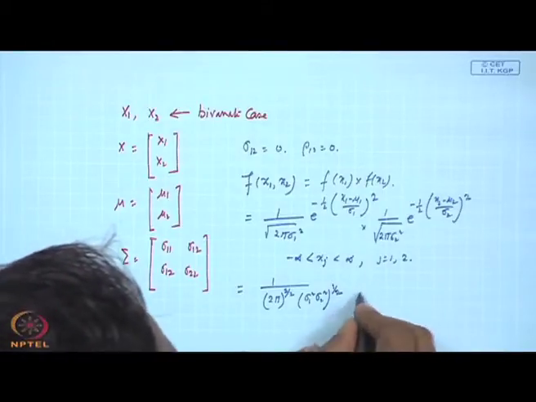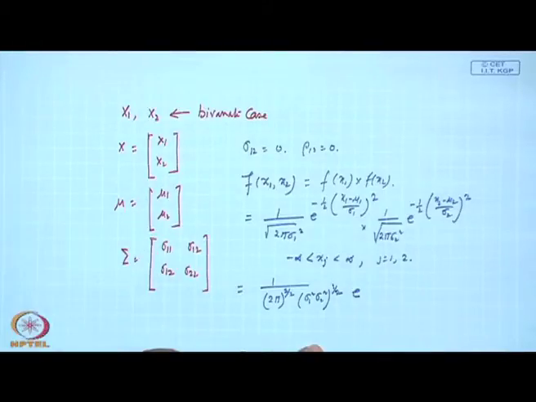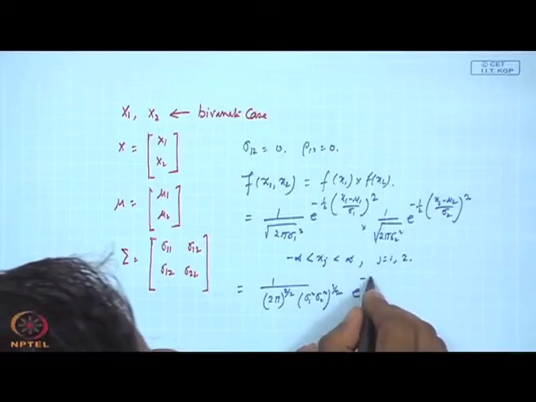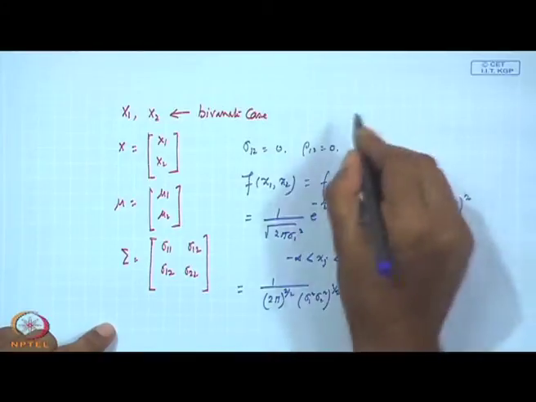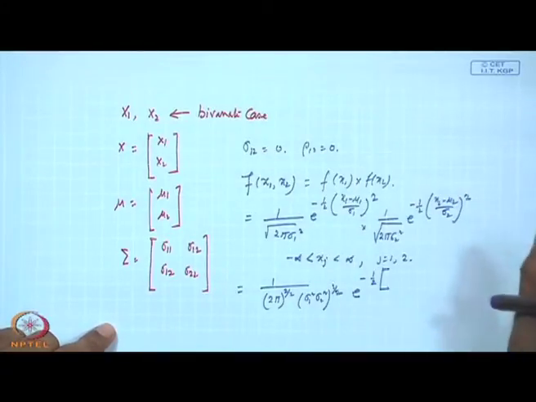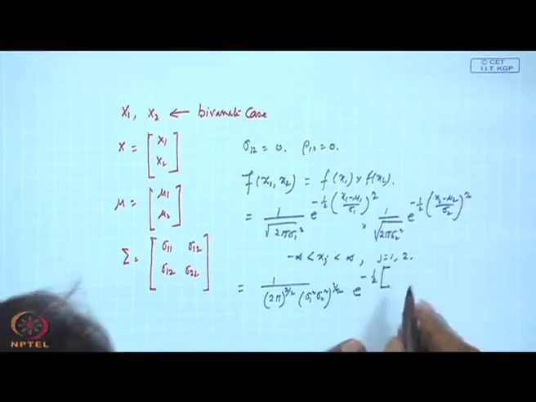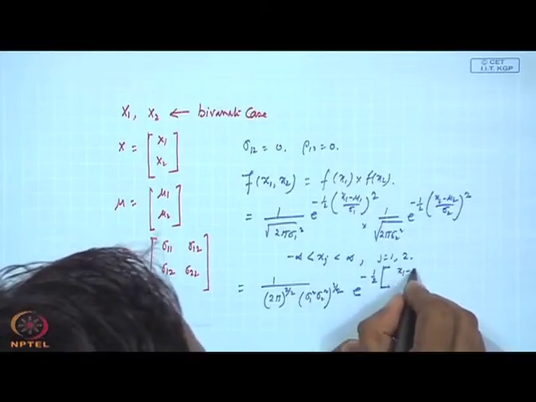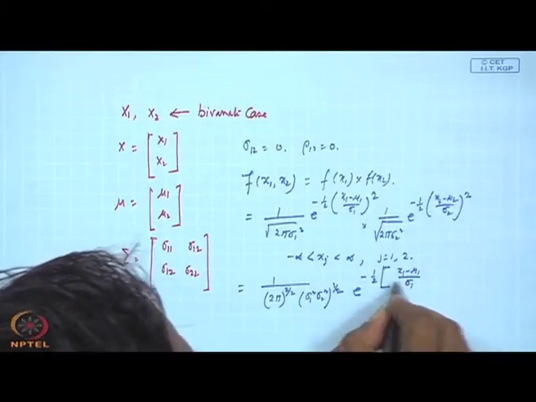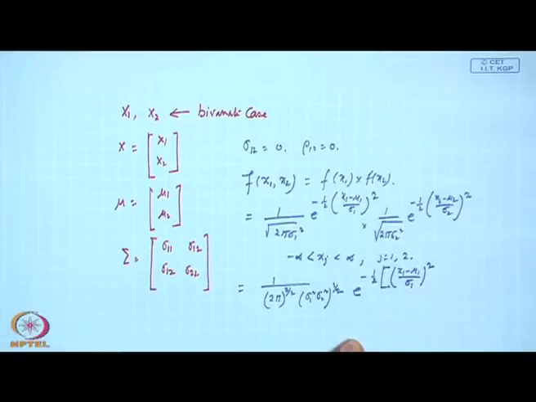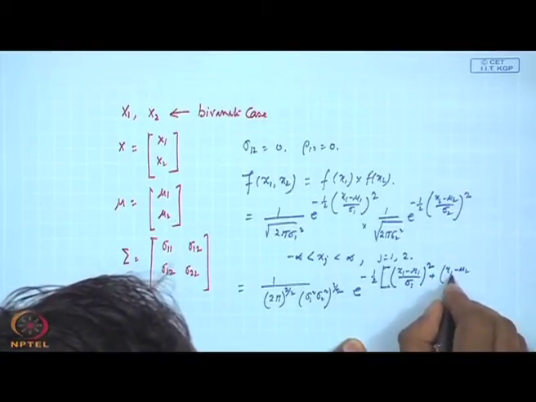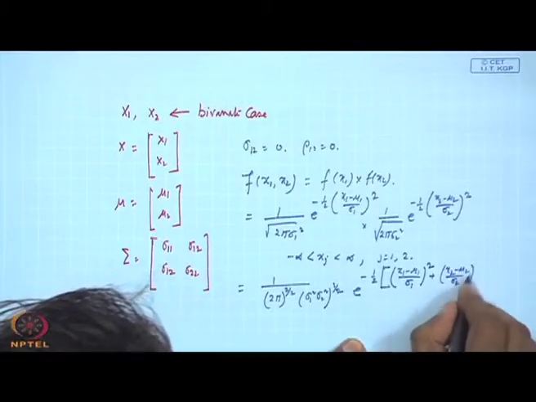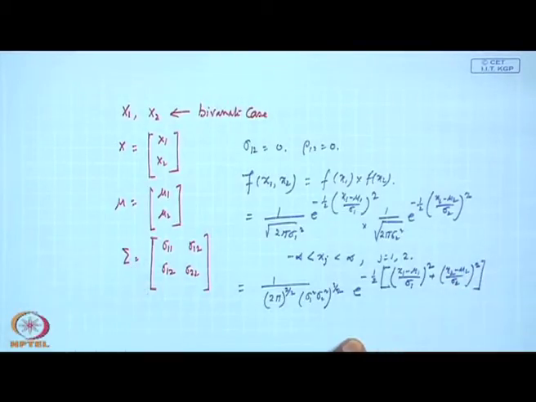And then I am coming to the exponent part, e to the power minus half. All of us know that e to the power a into e to the power b equals e to the power a plus b. So, we can write this like this: ((x1 minus mu 1) by sigma 1) square plus ((x2 minus mu 2) by sigma 2) square. We can write this.